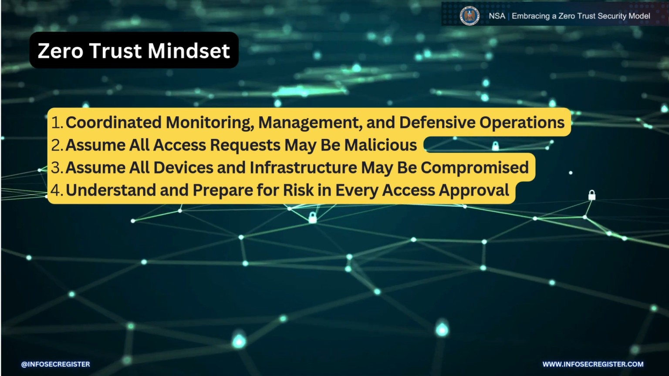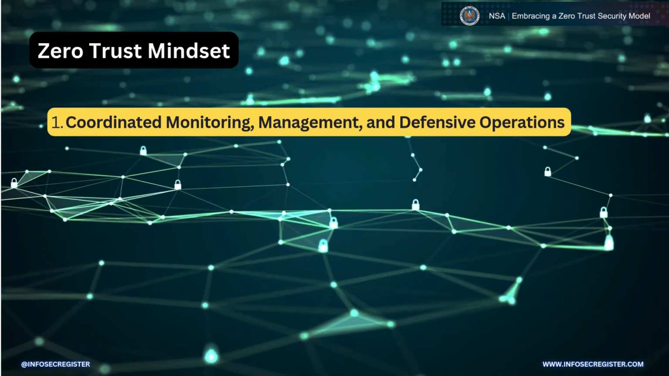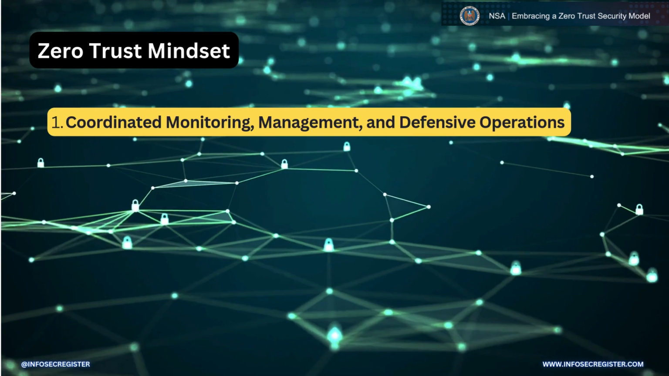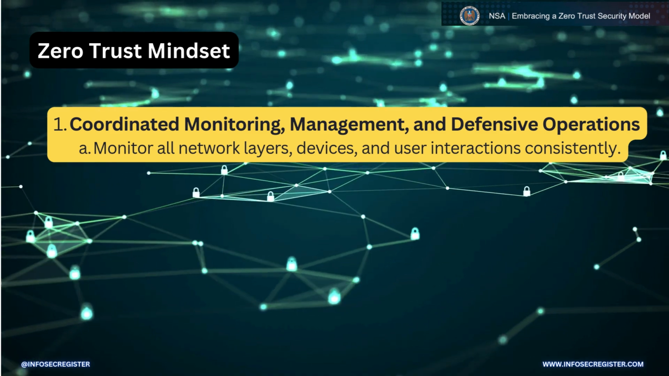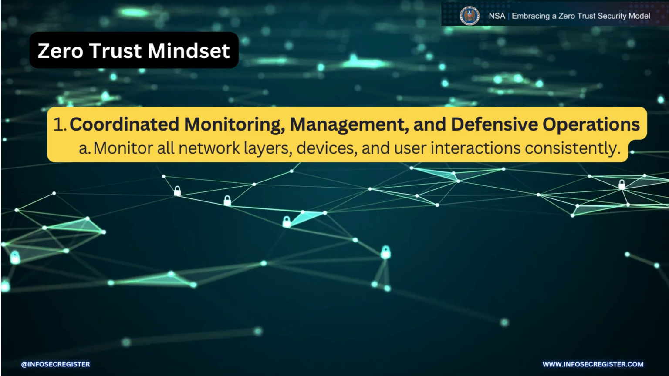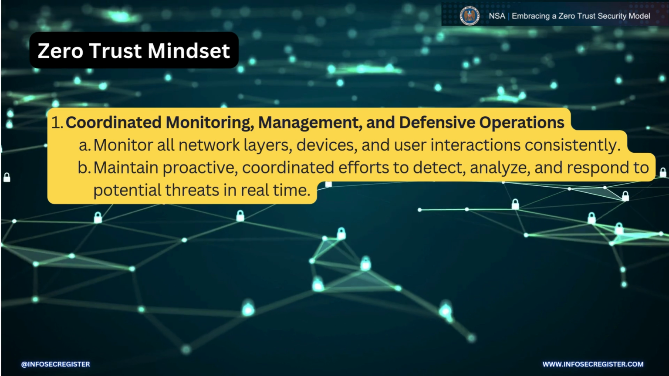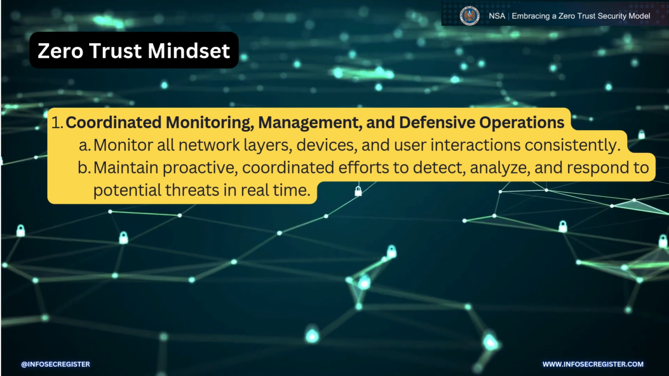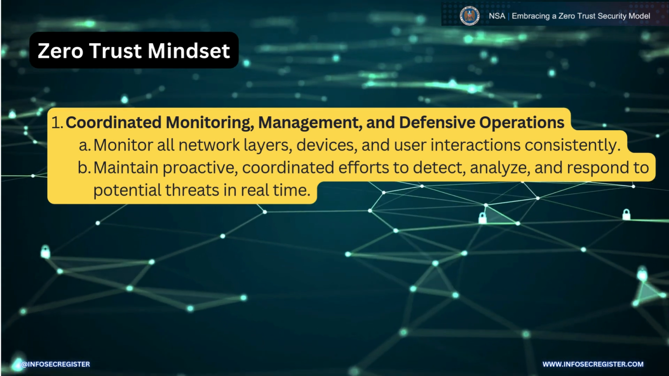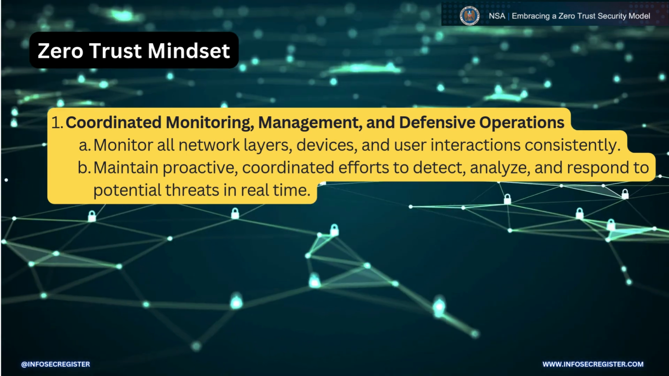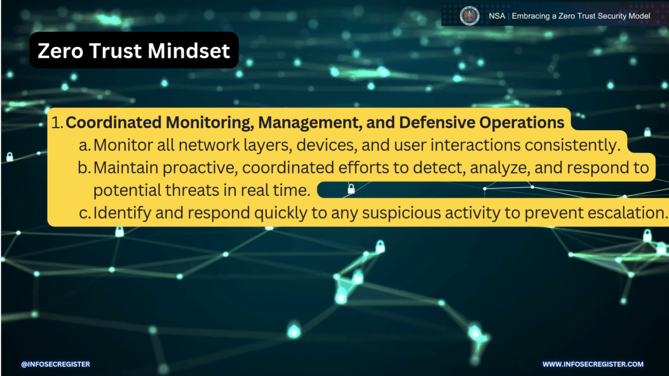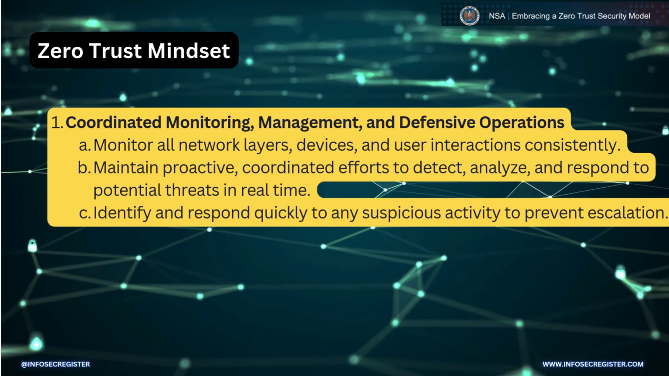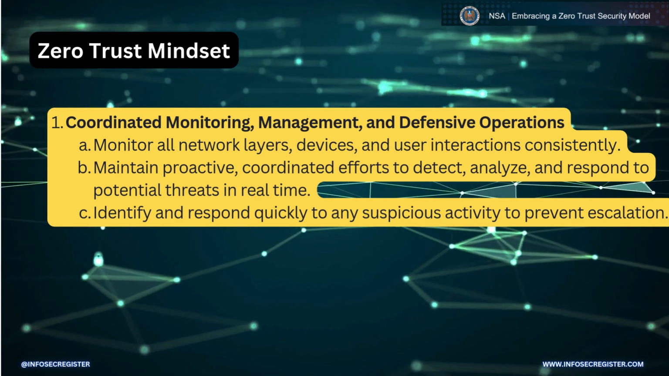Let's break down the 4 core pillars that make up this mindset. Zero Trust requires proactive and coordinated system monitoring and management. This includes constant surveillance across all network layers, devices, and user interactions. Monitoring isn't just a routine task here. It's a continuous, coordinated effort to detect, analyze, and respond to threats in real time. This way, any signs of unusual behavior can be quickly acted upon before they turn into a full-scale incident.